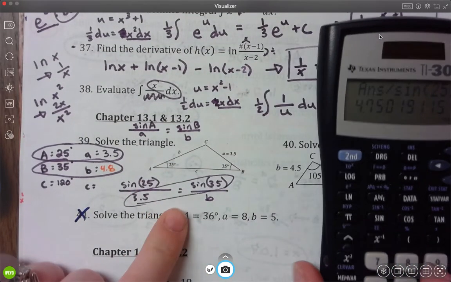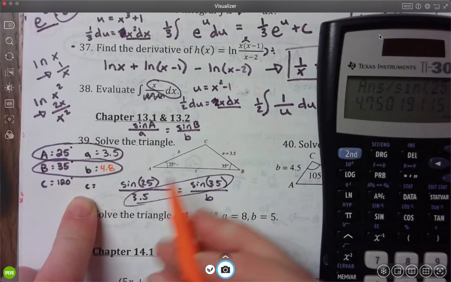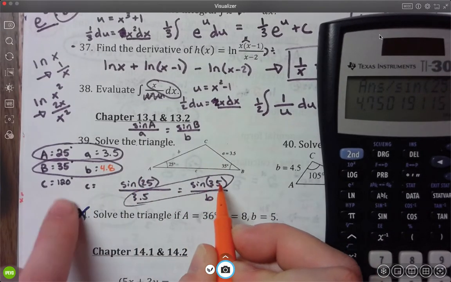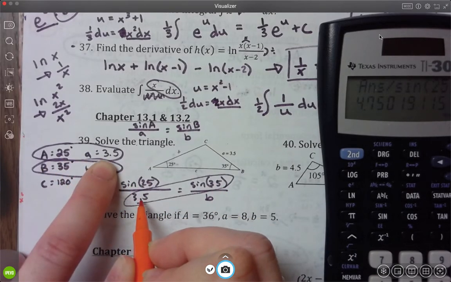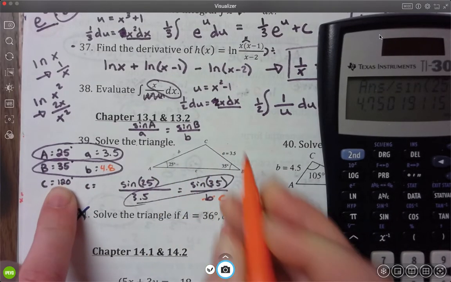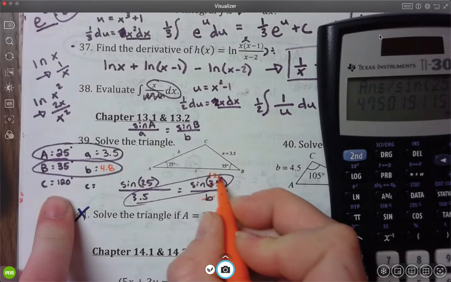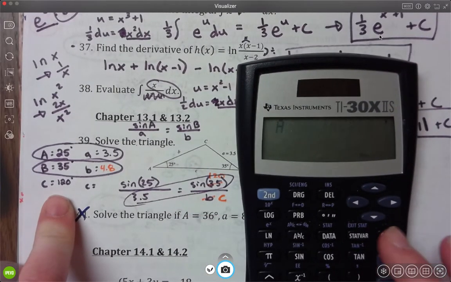Okay, now for C, I can do the same thing again, except I can still use sine of 25 over 3.5 for A, and then I need to change this to be C, and change this guy to be 120, and then I can do the same thing again. So I don't even really need to rewrite anything. I can just take it times a different piece.